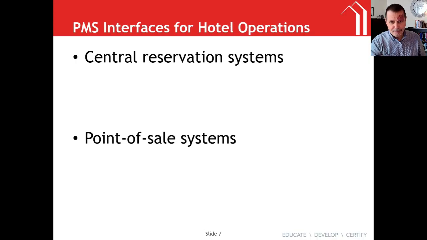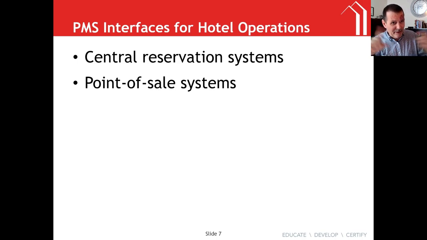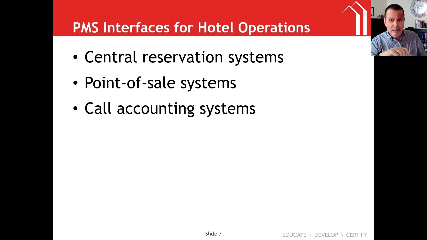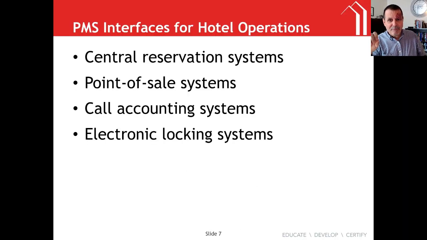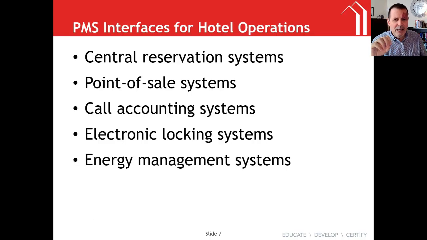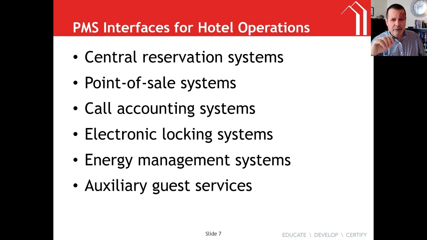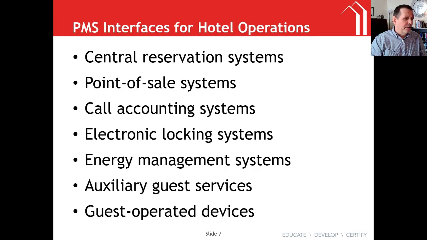Central reservation systems, point of sale systems, interfacing PMS with the POS, call accounting systems, electronic locking systems. Yeah, you could have a locking system that's completely independent, but it helps to have it integrated or interfaced, excuse me. Emergency management systems, auxiliary guest services, guest operation devices, and quite frankly, there are many more. All right, but these are the ones that our textbook went ahead and focused on, and you can read all about those. Okay, so that is interfaces in a nutshell.